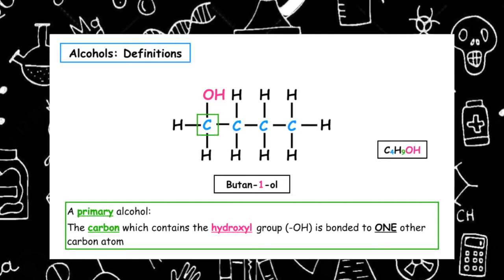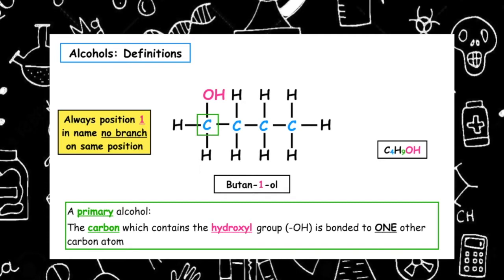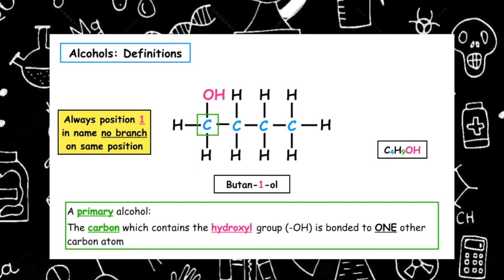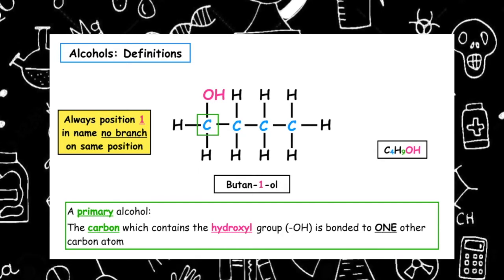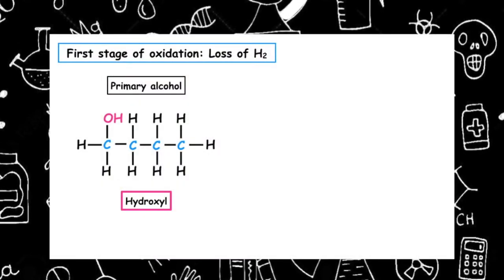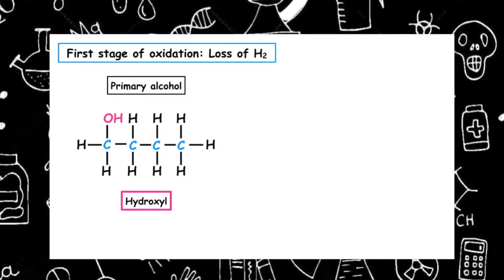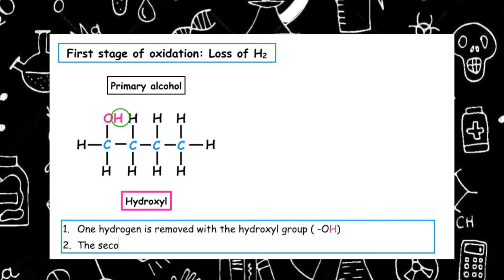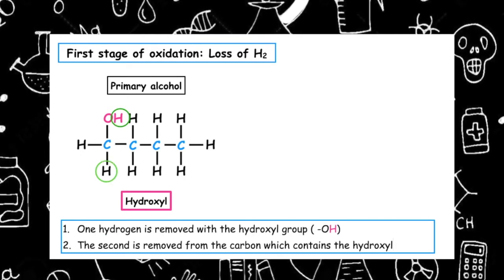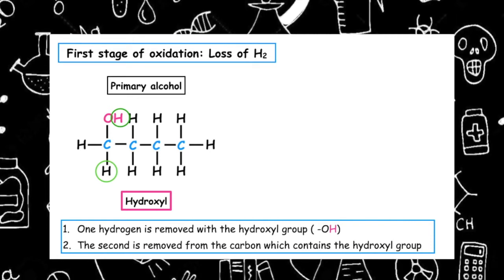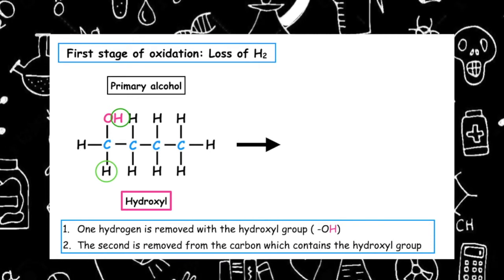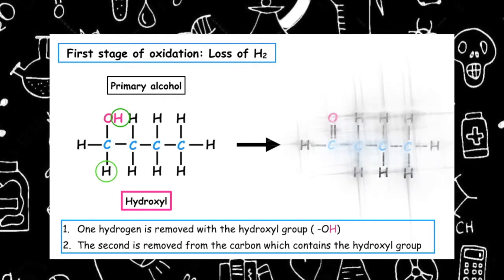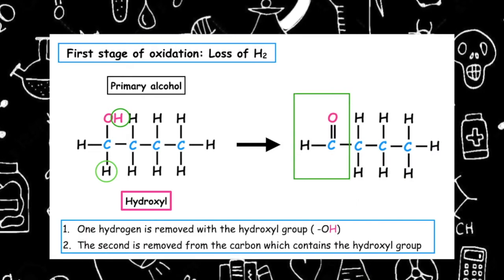So to class an alcohol from its name, we need to know that the hydroxyl group will always be in position 1 and can be found within the name, and that there will be no branch on the same position as the hydroxyl group. The first stage of oxidation is the loss of hydrogen. One hydrogen is removed from the hydroxyl group, and the second is removed from the carbon which contains the hydroxyl group. When drawing the product, you need to make sure that each element has the correct number of bonds. So now we form a carbon to oxygen double bond.